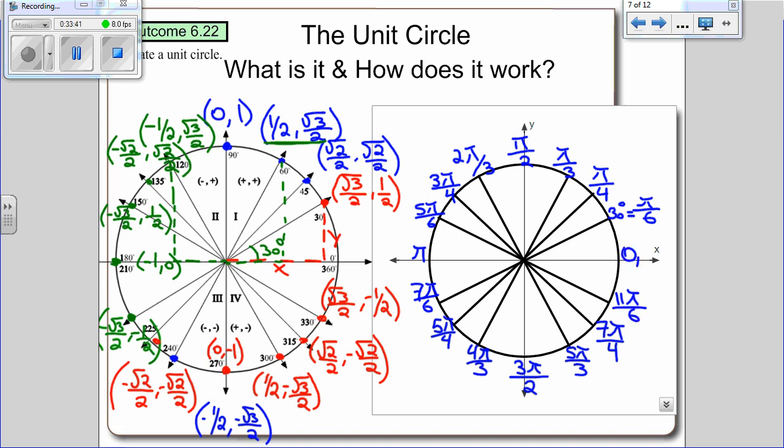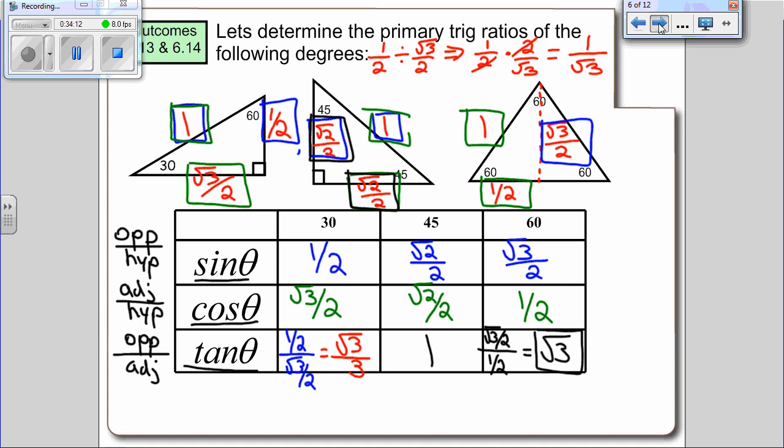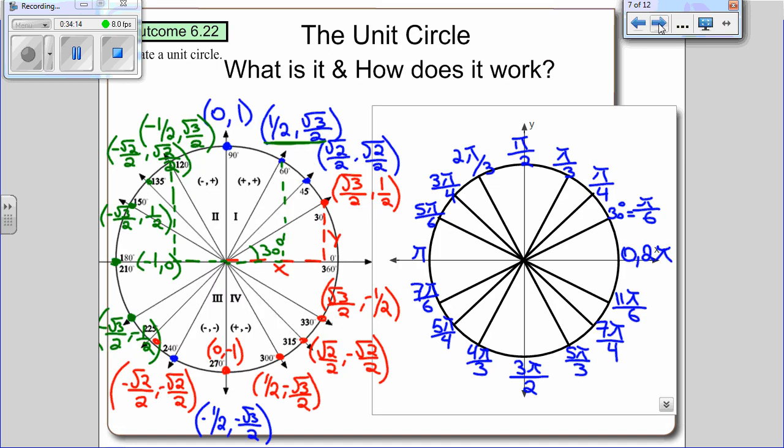Alright, how the unit circle works and why it benefits us. We can use the unit circle to help us measure things. So, for instance, we have this question here where it says, point P is at negative root 3 over 2, comma, negative 1 half. So I'm going to estimate where point P is. If I look at my diagram back here on my unit circle, negative root 3 over 2, comma, negative 1 half is down here. So I'm going to estimate the point P to be over here somewhere.